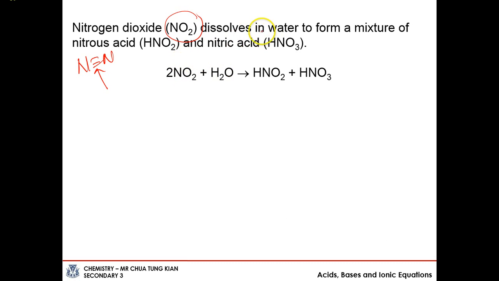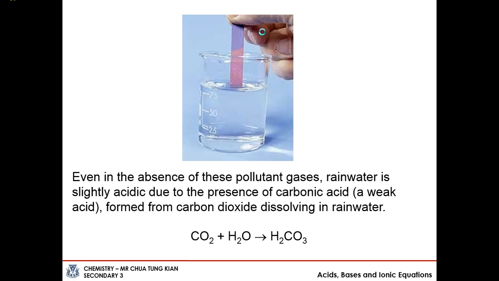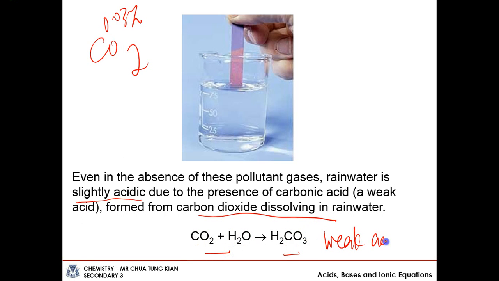It dissolves in water, gives us nitrous acid and nitric acid. So these two acids also contribute to acid rain. And even in the absence of these pollutant gases, rainwater will be slightly acidic. Why? Because air contains carbon dioxide. 0.03% of air is carbon dioxide, and carbon dioxide is soluble in water. So even without any pollutants, CO2 can dissolve in water to give you carbonic acid. This is a weak acid. So rainwater is slightly acidic.